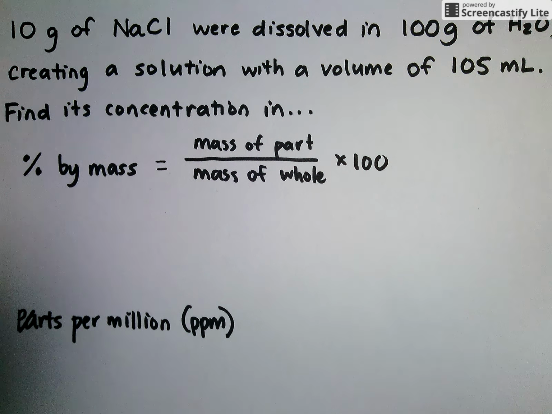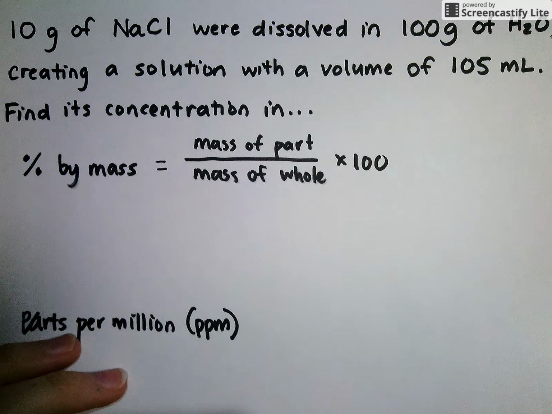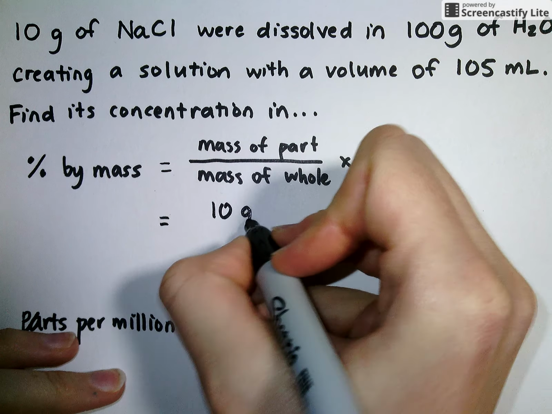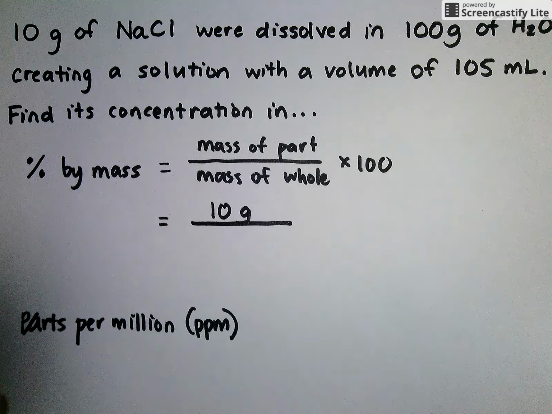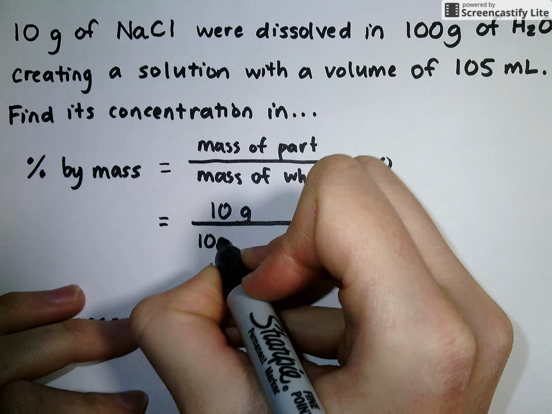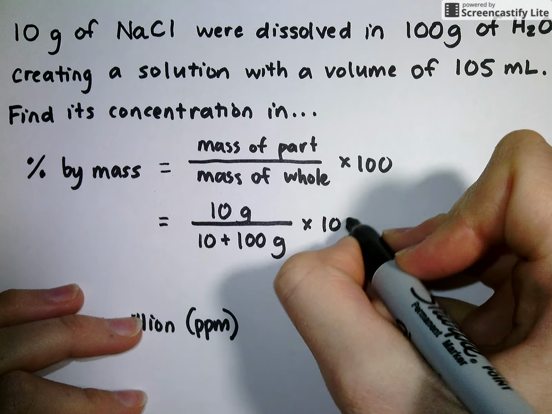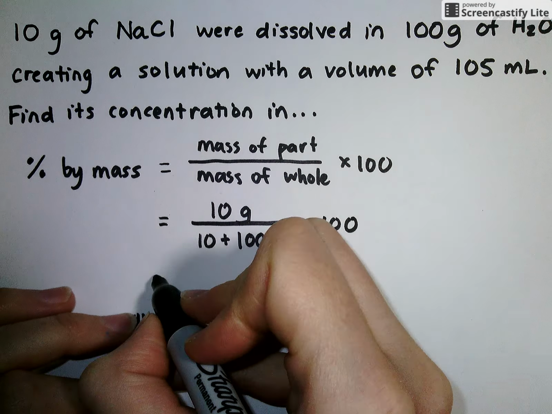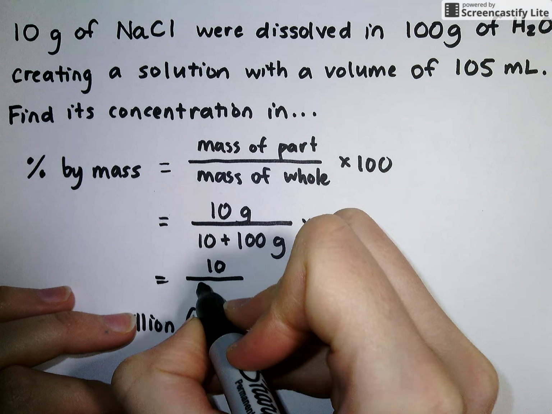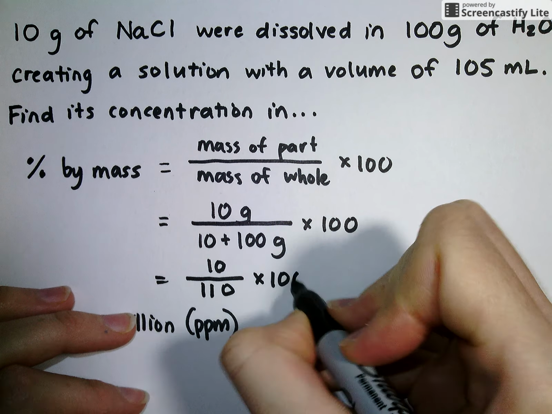So the mass of the part is the thing that I've dissolved, the thing that I'm interested in. And in this case, the thing I'm interested in is NaCl. And I need to know its mass. Well, good thing it told me 10 grams of NaCl is going to be my mass of part. The mass of the whole means the whole solution. So the NaCl and the water together. So in this case, I've got 10 grams of NaCl and 100 grams of water. And we're going to still be multiplying this by 100. That's, of course, going to give us a calculation of 10 divided by 110 times 100.